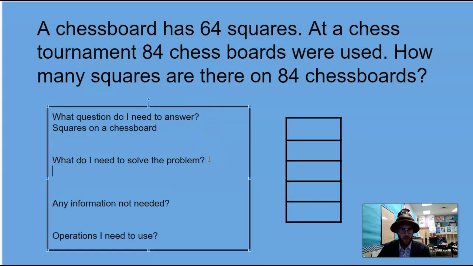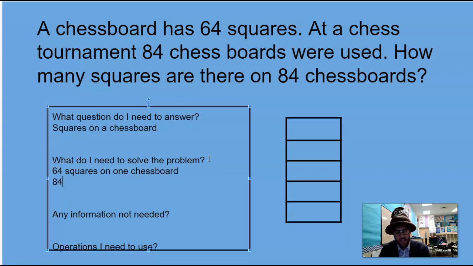What do I need to solve the problem? Well, I see a chessboard has 64 squares. So I'm going to write that in. And then at a tournament, they use 84 boards at one tournament.